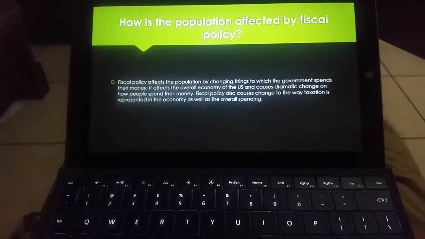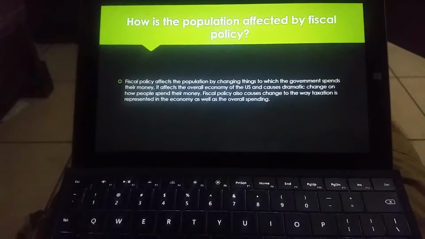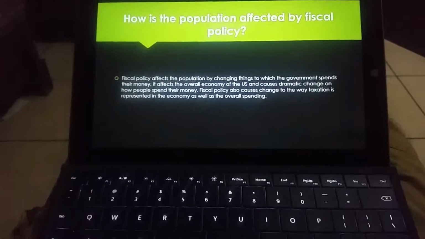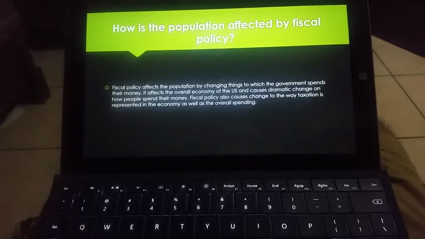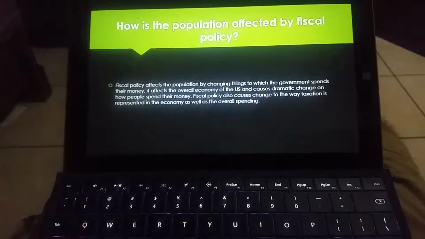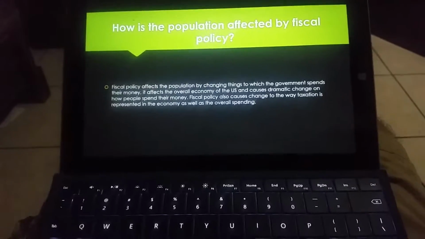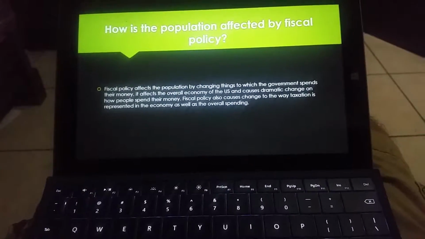How is the population affected by fiscal policy? Fiscal policy affects the population by changing things on which the government spends its money. It affects the overall economy of the U.S. and causes dramatic change in how people spend their money. Fiscal policy also causes change to the way taxation is represented in the economy, as well as the overall spending.